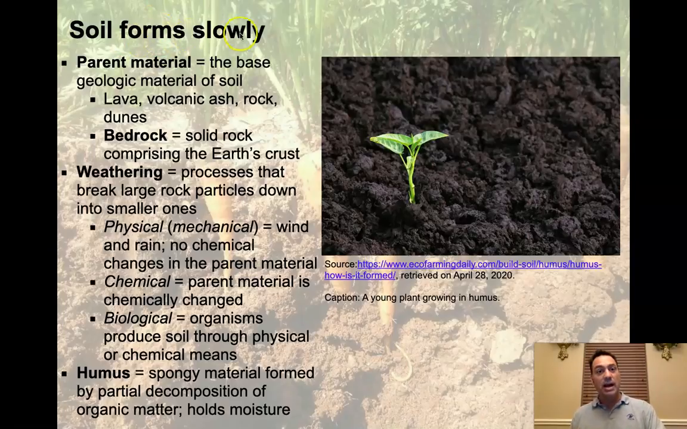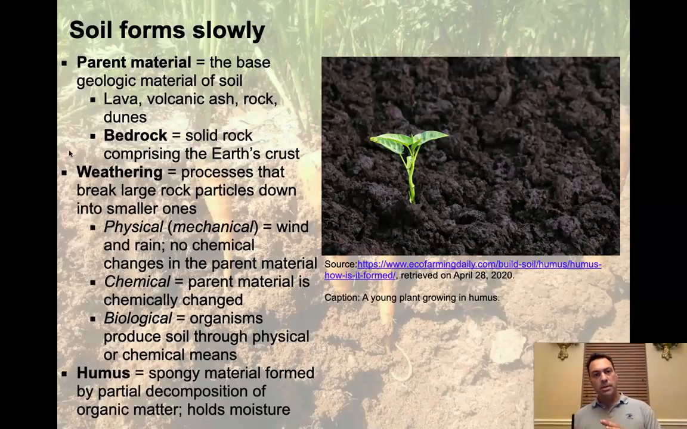First off, it comes through time, so it forms slowly. And it's a combination of time and parent material. Parent material is the base geologic material of soil. It could be lava, it could be old volcanic ash, it could be rock of any kind. It could be sand dunes, for example. And it also could be derived from bedrock, which is the solid rock comprising the Earth's crust. This is stuff down deep below us. It's crystalline, it's hard, it's involved in tectonics, and that bedrock is very much playing a role in the kinds of soils that are going to form on top of it.